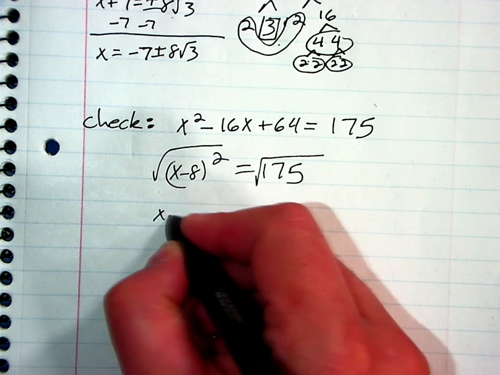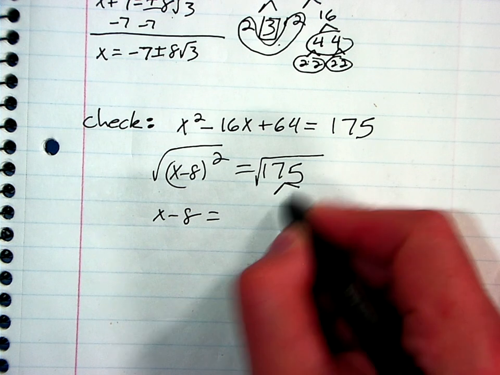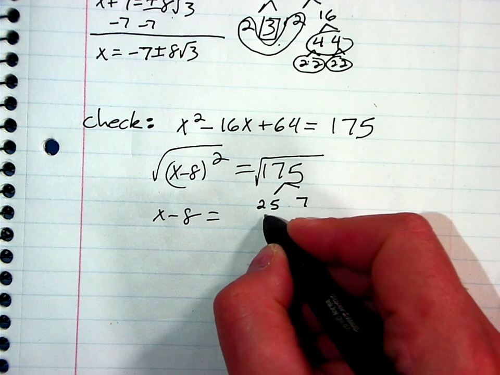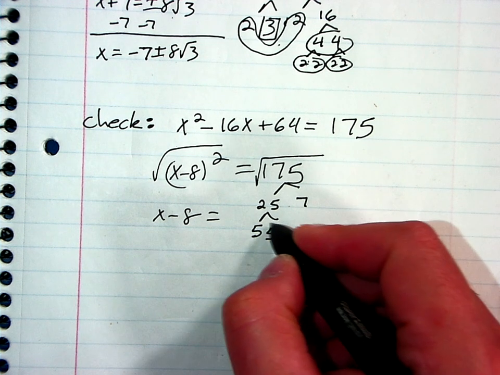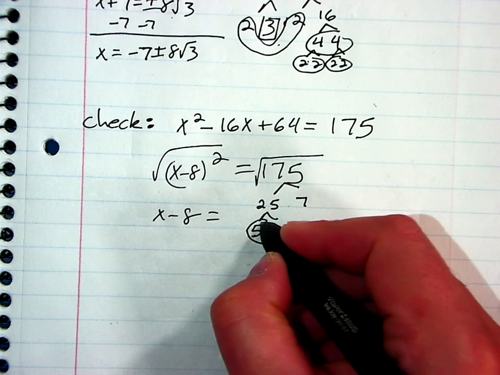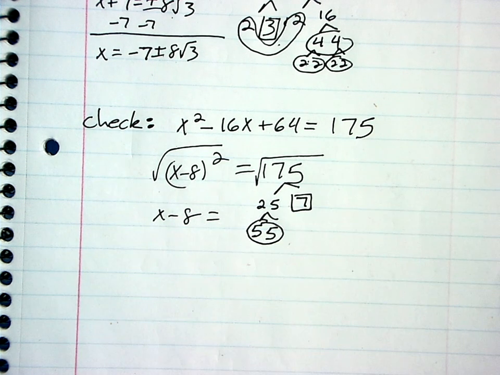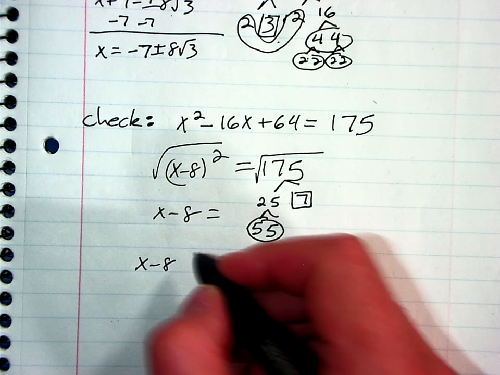So that gives me x minus 8 equals, we need to break this down. What goes into 175? 25 and 7. What goes into 25? So are they twins? Yes. They get out of our radical. Does the 7 have a twin? So it goes.